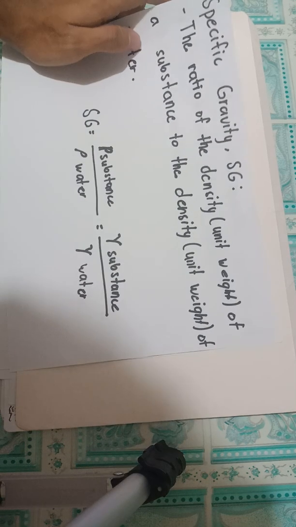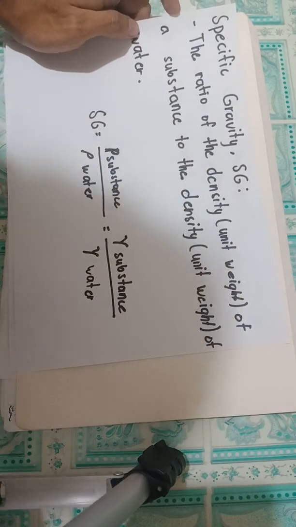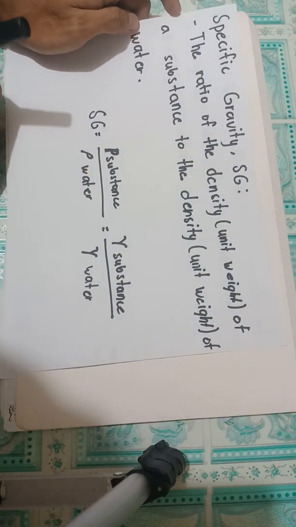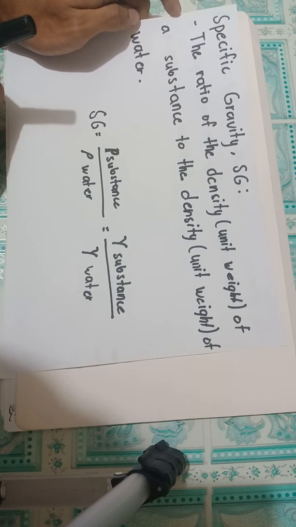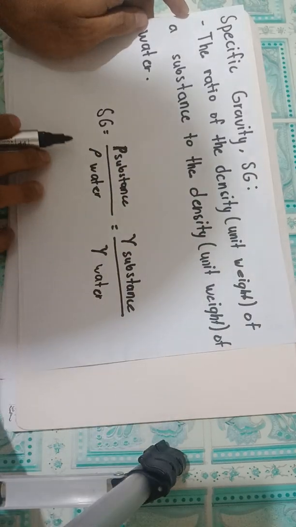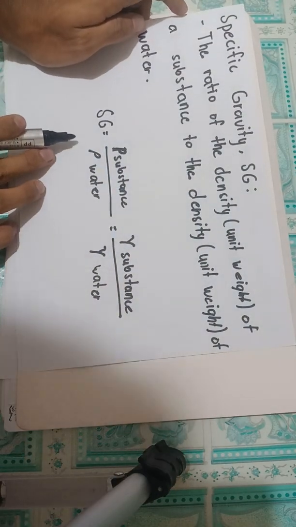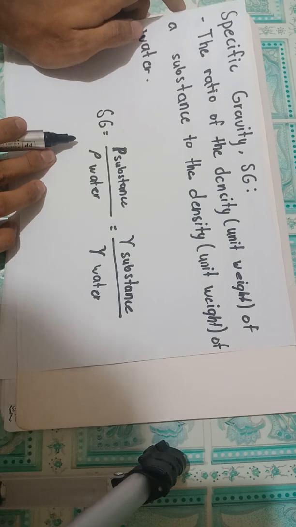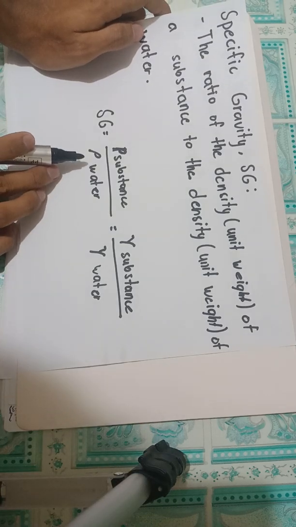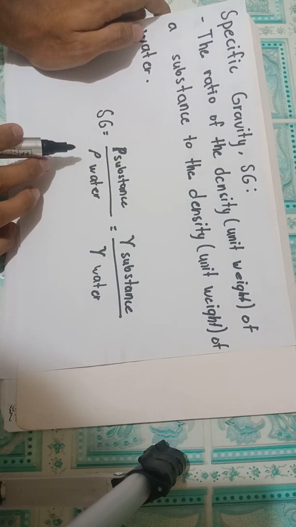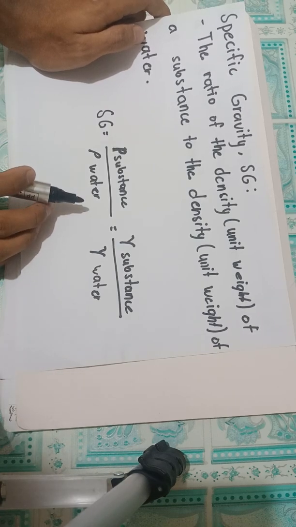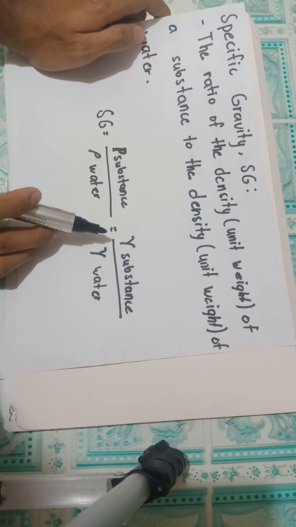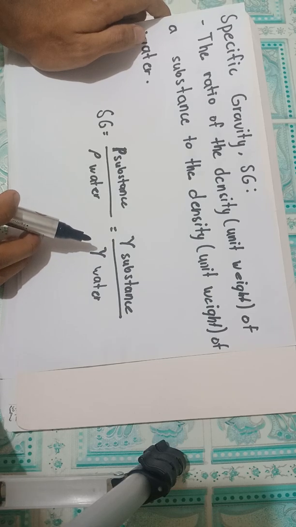Then I will discuss specific gravity. Specific gravity is the ratio of the density or unit weight of a substance to the density or unit weight of water. This is the formula: specific gravity, or Sg, is equal to ρ, or density of a substance, over density of water, and equal to gamma, or unit weight of a substance, over unit weight of water.